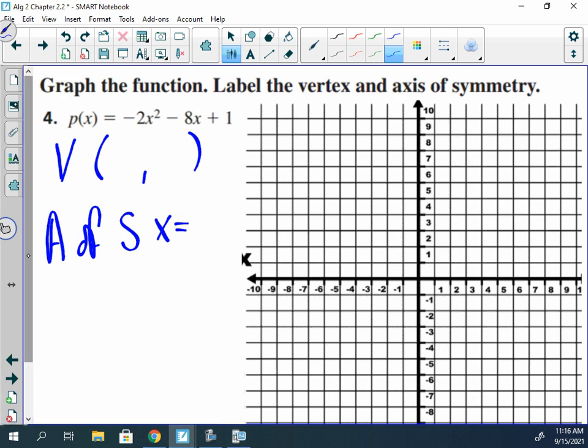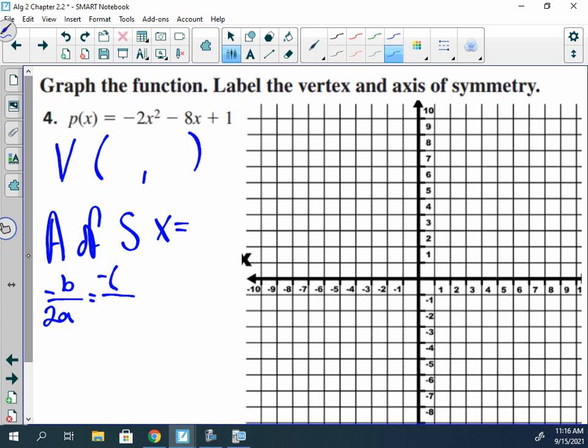Well, our vertex is what? Our vertex is negative b over 2a, comma, f of negative b over 2a. Or really, we find out what the x value of the vertex is and plug it in to find the y.